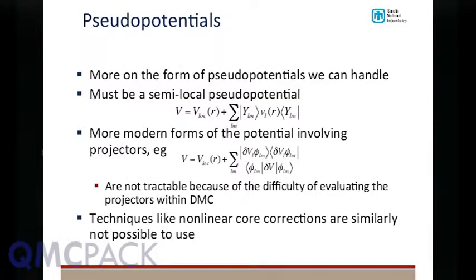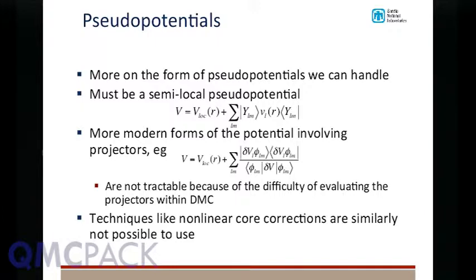It's only applied to the non-local parts of the potential, and it's treated in a semi-local form. I'll say a little bit more about that. The pseudopotentials that we actually handle are semi-local pseudopotentials. Basically you have to project out the part of the wave function that you think is in the different angular momentum states around a given atom.